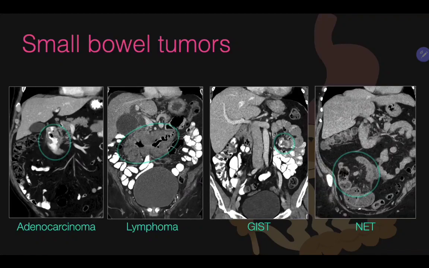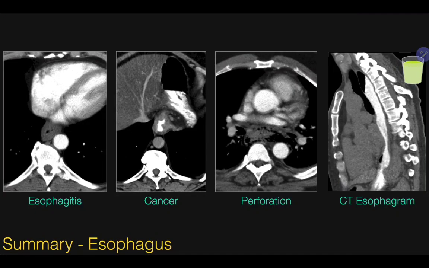That wraps up small bowel tumors. I have also included neuroendocrine tumor in that list as well, which can occur in the stomach or small bowel, but are much more common in the distal ileum and have that typical desmoplastic adenopathy to look out for. So that's our journey of CT pathology in the upper gastrointestinal tract. Let's wrap up with some highlights of the material that we've covered.